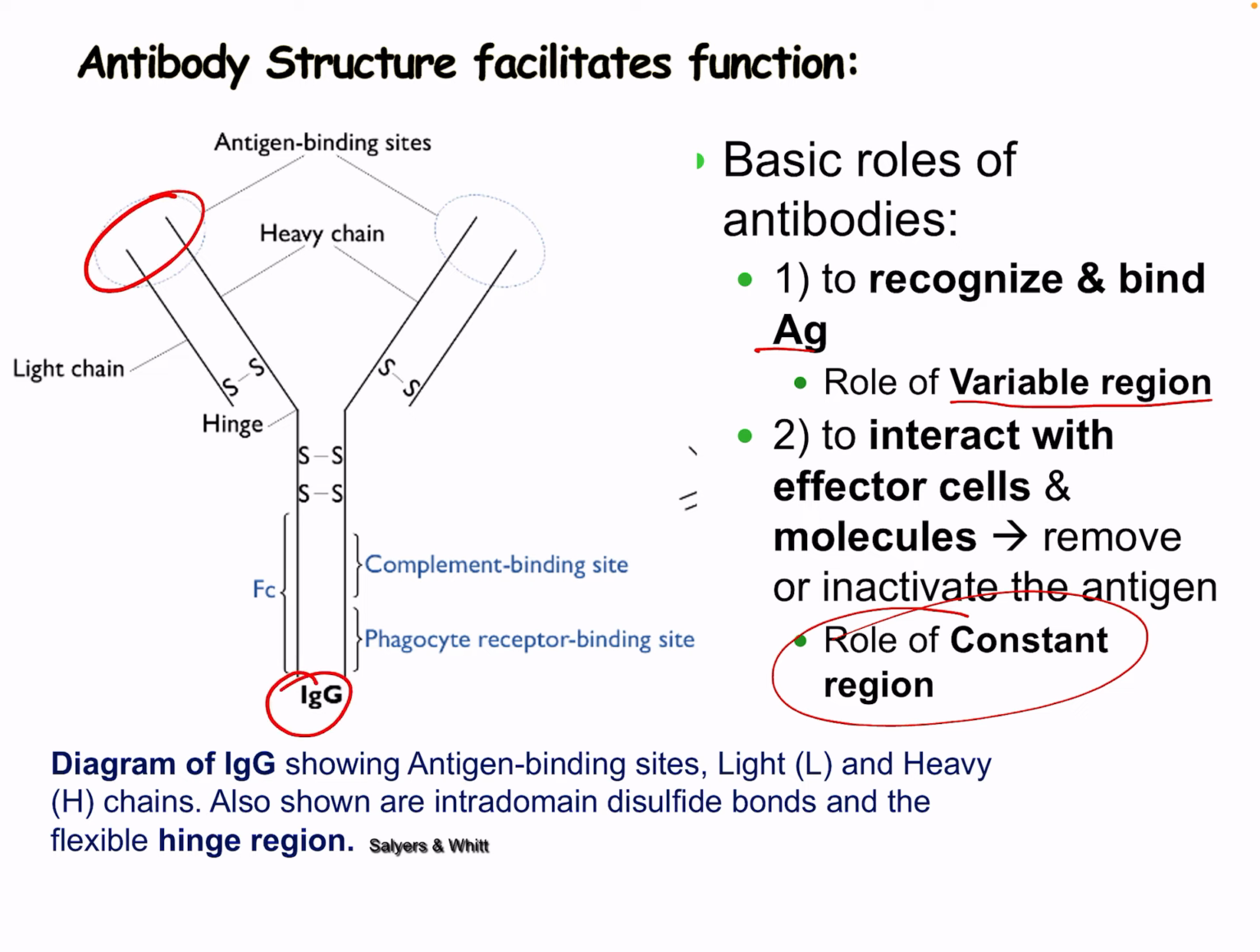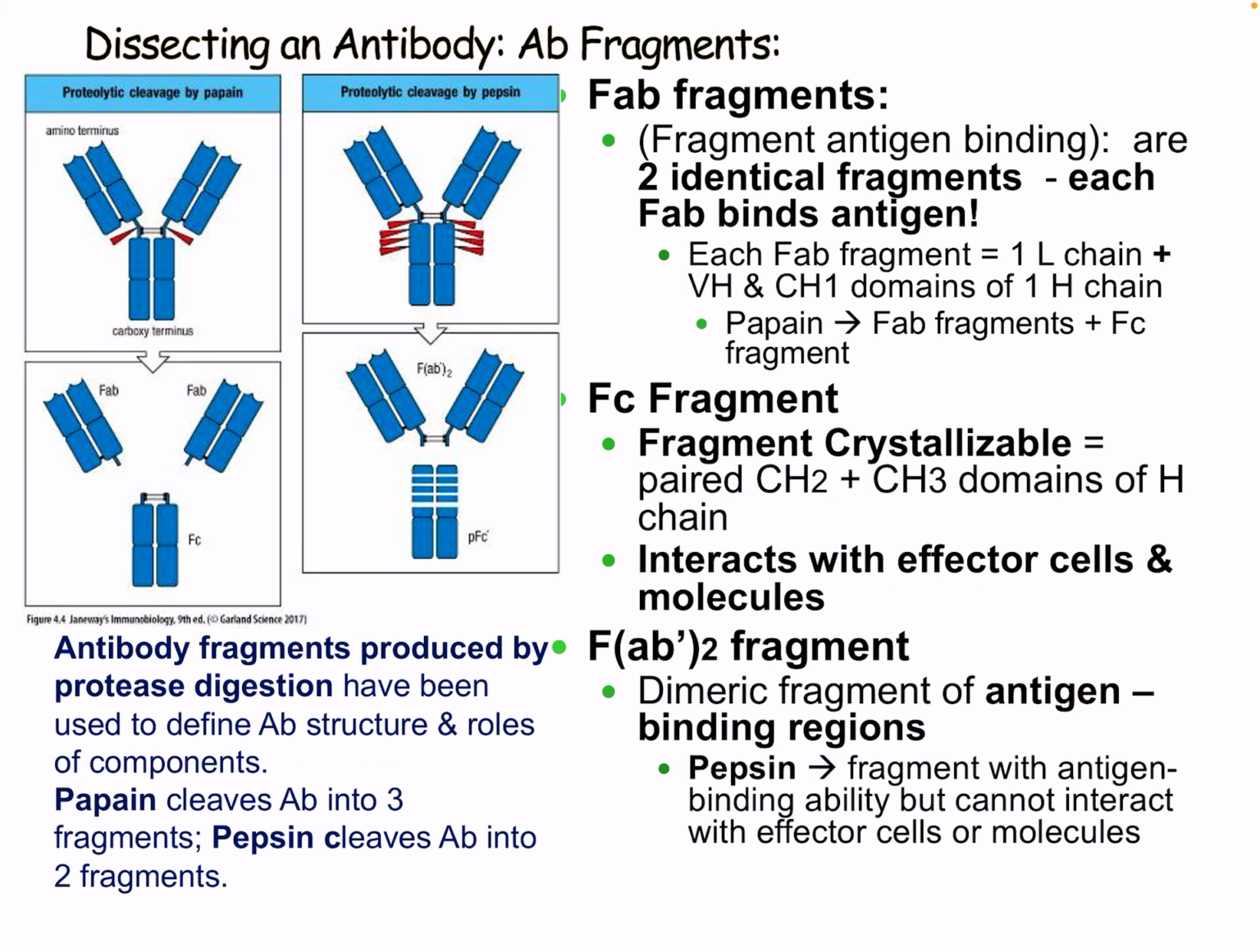So with our antigen binding sites, disulfide bonds, and in IgG we have a hinge region. So the Fab fragments, Fab stands for fragment antigen binding, which are two identical fragments. Each Fab binds the antigen, so we technically have two binding sites for every antibody.